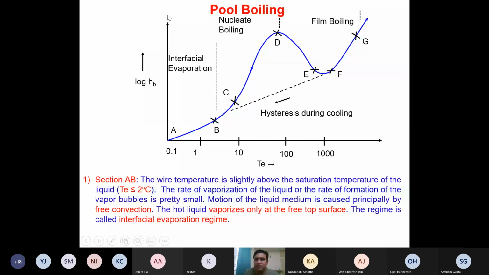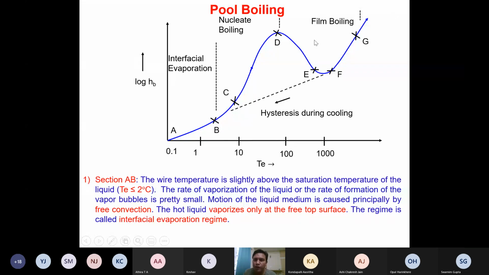In this particular regime, what happens is this jet of bubbles which starts from the surface starts coalescing around the heating surface itself, and they start forming a film around the heating surface. Since this film of gas is formed over the heating surface, the heat transfer coefficient initially drops. So from D to E, there is a drop in the heat transfer coefficient because of the film formation over the heating surface. Beyond the point E, the radiation starts dominating, and therefore the heat transfer coefficient further increases.